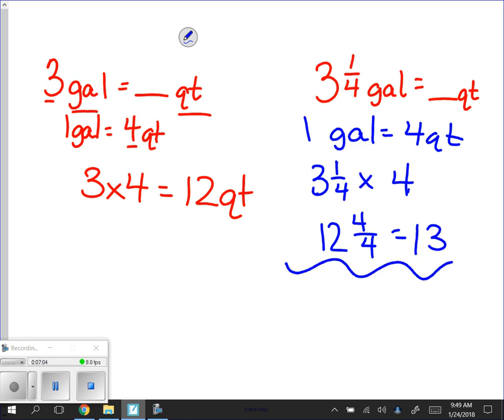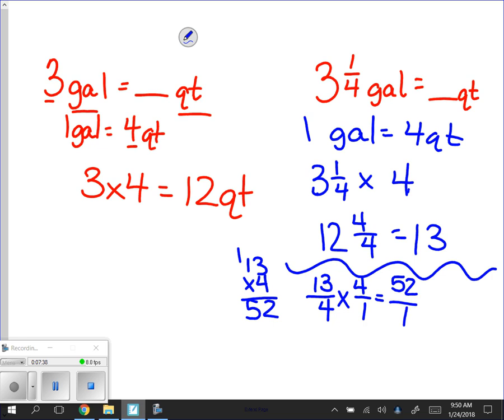The other way that you could solve it is to turn this into an improper fraction. And this would be 4 times 3 is 12, plus 1 is 13 fourths. And then multiply it by 4. You have to make it 4 over 1, obviously. Straight across. 13 times 4, that's 52. And see, this ends up being more work doing it this way. Over 4. Oops. 4 into 52.